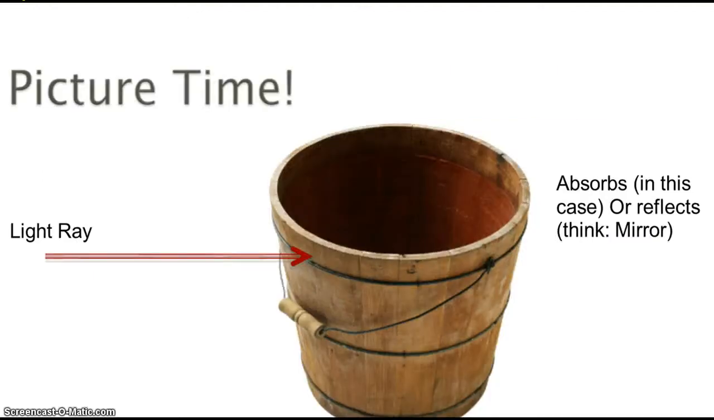Picture time. So in opaque objects, the light ray goes into the object and is absorbed or reflected. So in this object, almost all of the light waves are absorbed except for the color of the object, and those colors are reflected. In a mirror, all of the light is reflected and none of it is absorbed. And both of those are opaque objects. They do not allow the light to pass through.